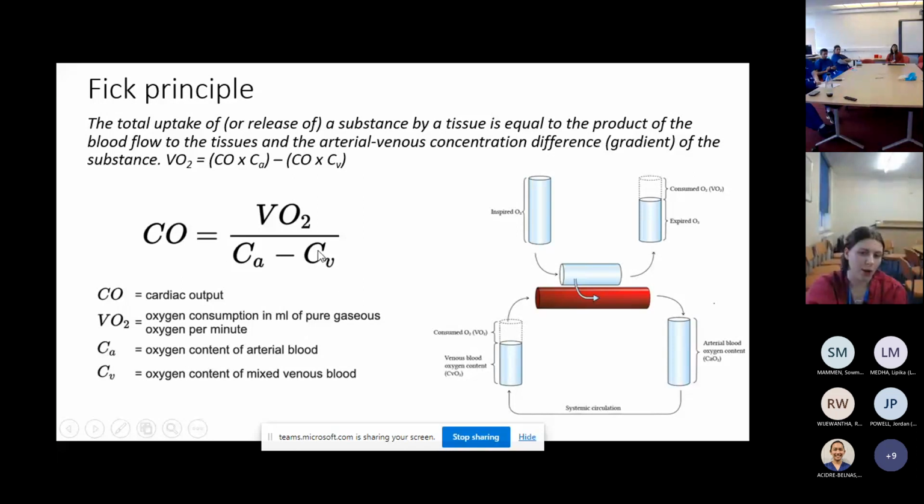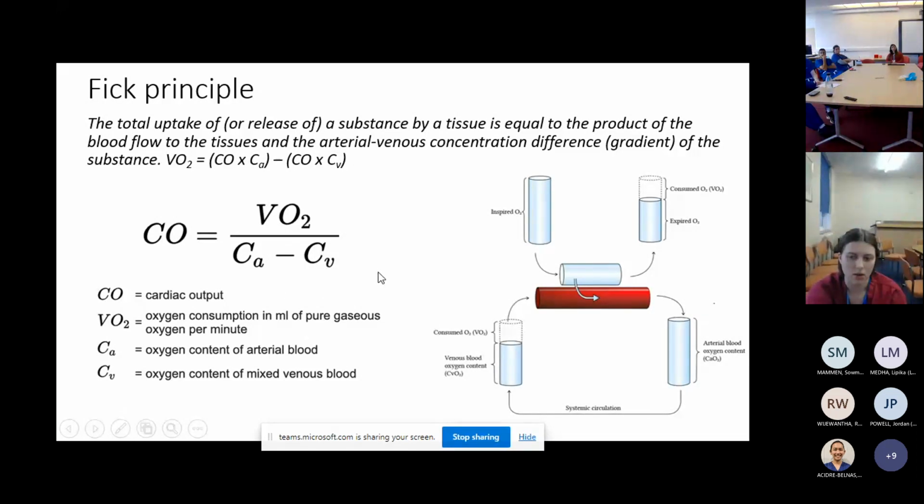It was first described using oxygen, and it basically means that if you know the oxygen consumption of an organ, so you know the amount of oxygen going in, and you know the concentration of oxygen in the blood before it enters the organ, and the concentration after it leaves the organ, so the concentration difference, you can figure out how much blood is flowing through that organ. And blood flowing through the organ in the case of the heart would be the cardiac output. So this is called the direct Fick method.